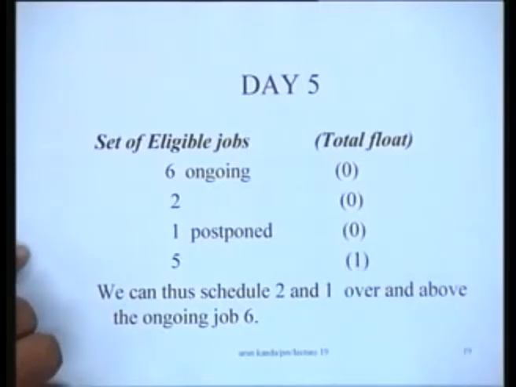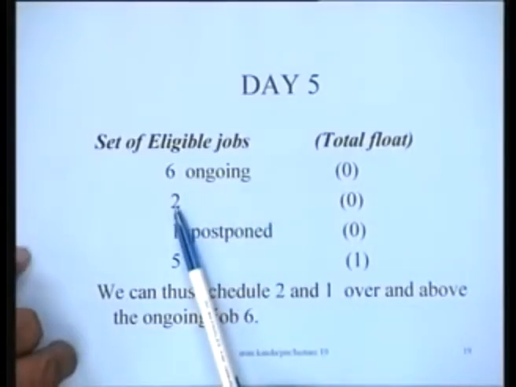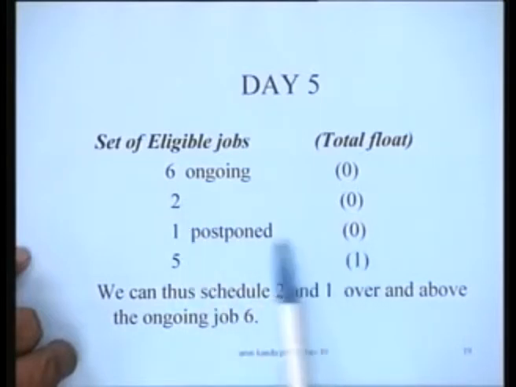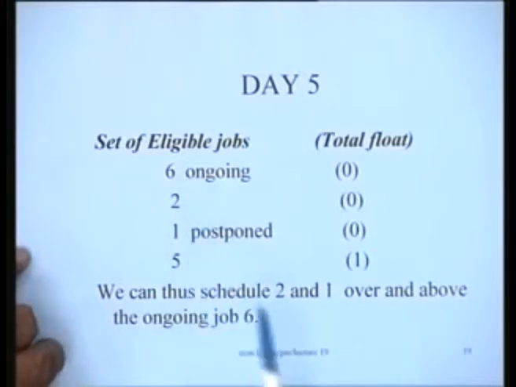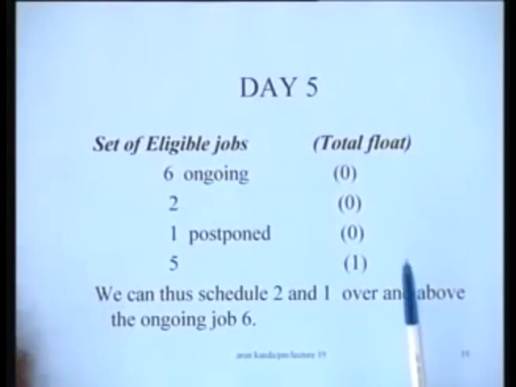You see, 5 had a total float of 4, gradually we have been postponing it every day, and therefore its slack has become less and less. So a stage would come when it would become critical and would become top priority in that sense. So at this particular stage what we do is simply 6 is ongoing and 2 can be accommodated. This is also a critical job, so 6 plus 2, 8 plus 1, 9. We will try to schedule all these 3 jobs. So thus we can schedule 2 and 1 over and above the ongoing job 6 on day 5. That is what we will try to do.